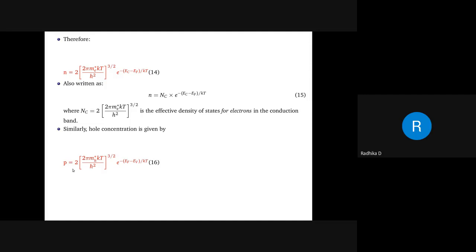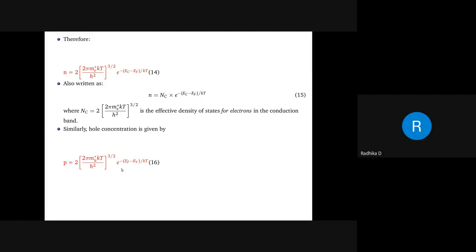You don't have to learn the derivation of this. It's not part of the syllabus. You only need to learn the derivation of this one up to equation number 14 or 15, whatever you have learned. But if the derivation is there in the notes which I have shared, for holes, don't learn the derivation. You only need to know the expression.